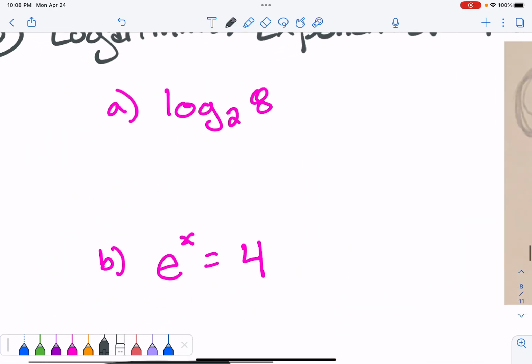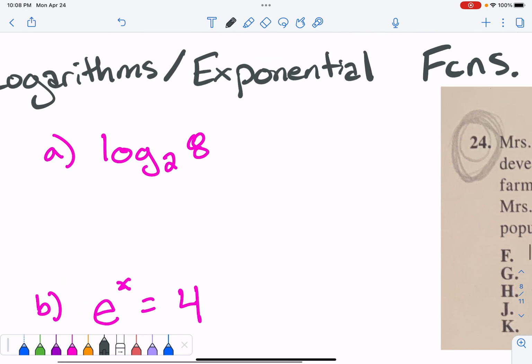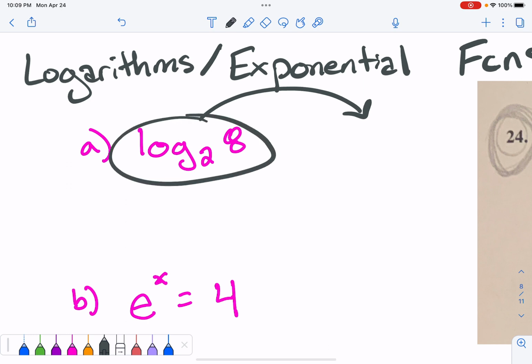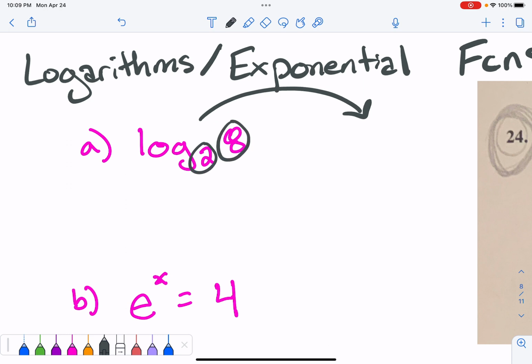The first thing let's talk about with logs is that when you're switching from a log to an exponential function, let's go from here to here. This is a log function, and it technically has three pieces. It'll have a base, and it'll have a number here, and then it will usually be equal to some value. If it's not equal to some value, let's go ahead and set it equal to x, and then we can switch it to an exponential function and use that to solve.